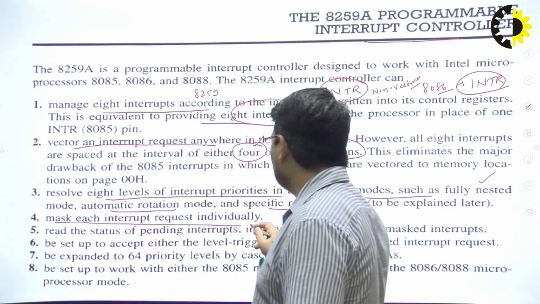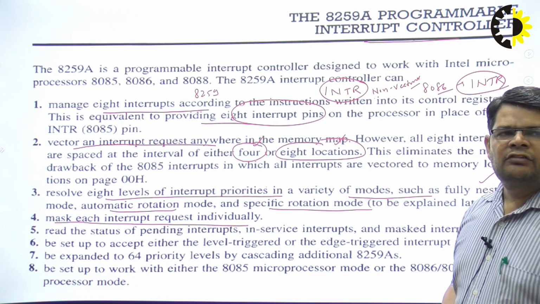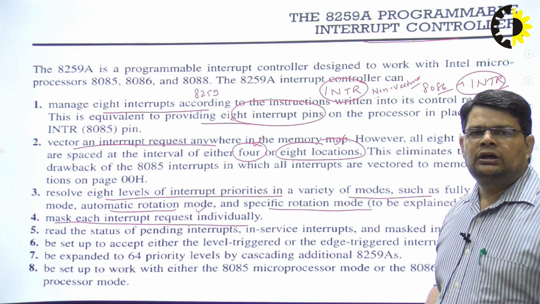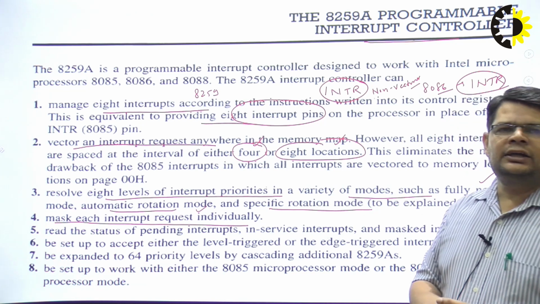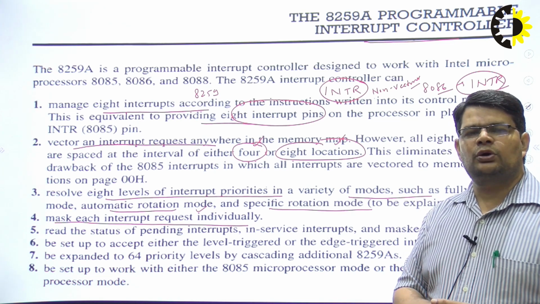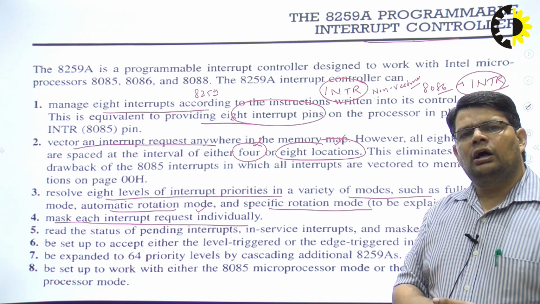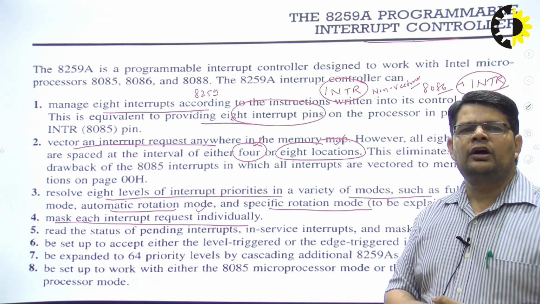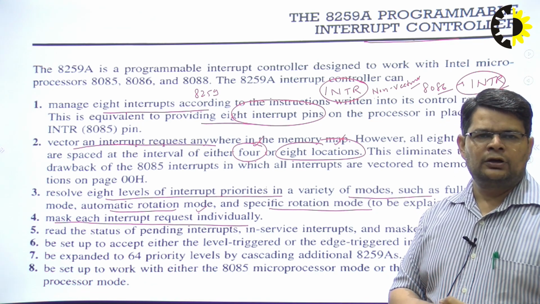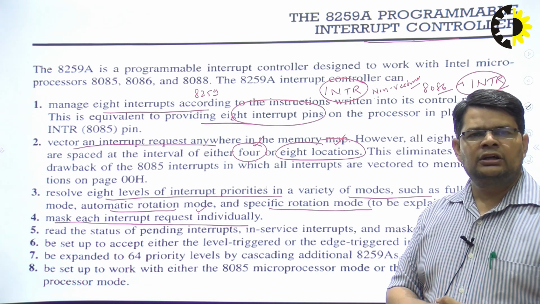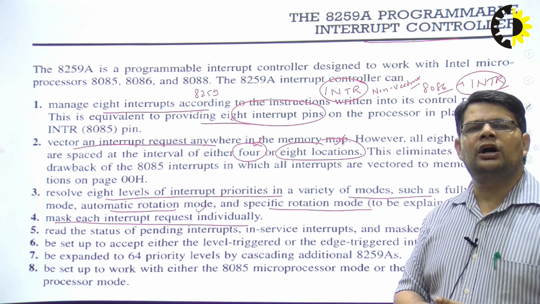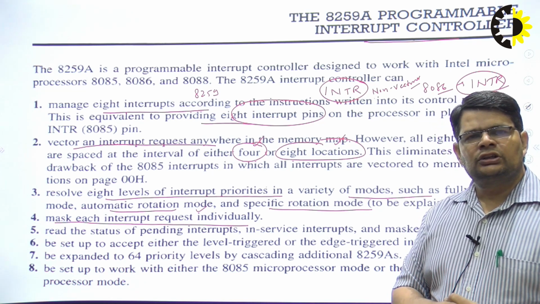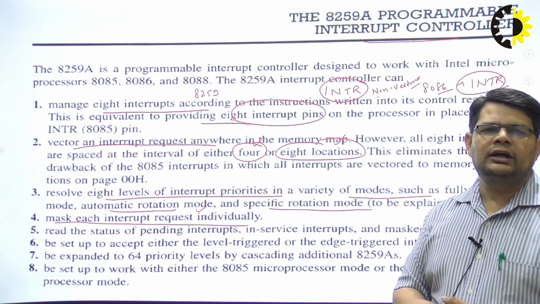In the 8259, we also have another feature: we can mask each interrupt request individually. In a multiple interrupt request system, it is also possible that we want to decide whether or not to service an interrupt. In a microprocessor based system, there is a concept of maskable interrupt and non-maskable interrupt. Non-maskable interrupt is NMI, where the service to the interrupt request cannot be avoided or delayed. Whereas in the case of maskable interrupt, service to the interrupt request can be avoided or delayed.